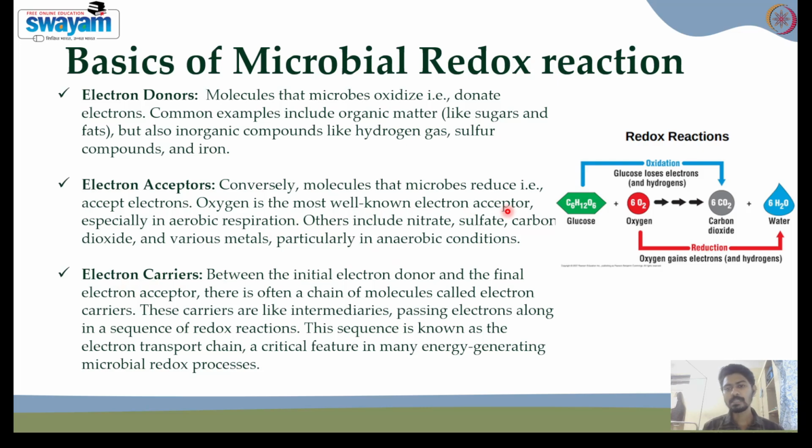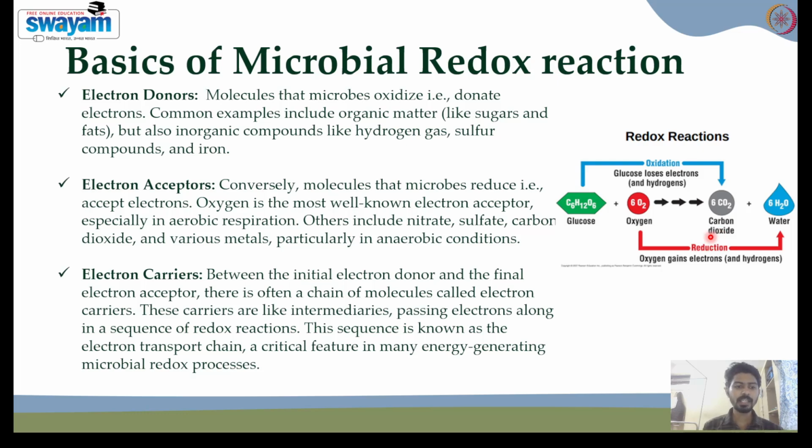So if we take a simple example where glucose, in the presence of oxygen, is converting into carbon dioxide and water, here we could see both oxidation and reduction taking place. The glucose is getting oxidized into carbon dioxide by losing electrons, whereas the oxygen is converting into water by gaining electrons and addition of hydrogen. This is where we say it is a reduction reaction, whereas glucose is oxidized by the microorganism. So this is the simple example of a redox reaction where both oxidation and reduction reactions take place.